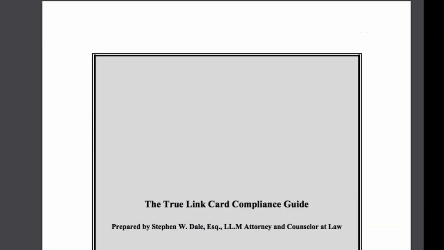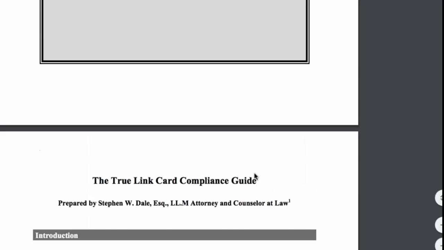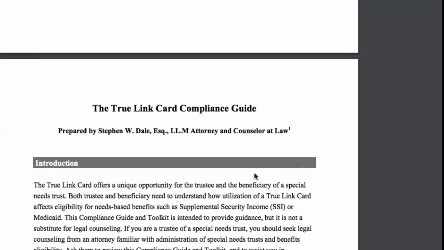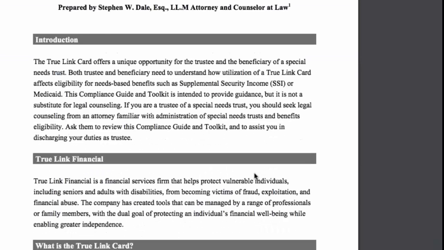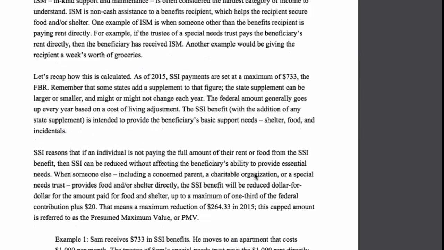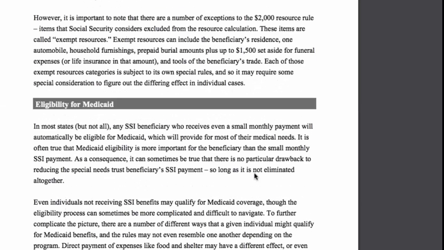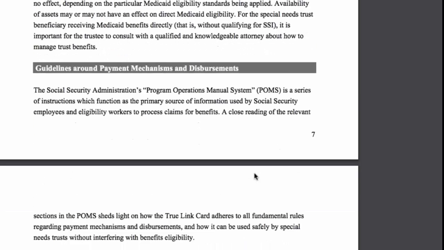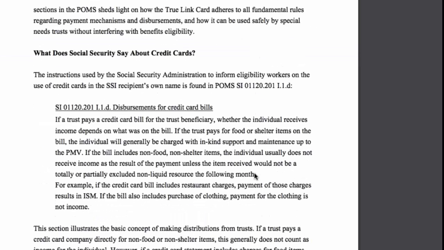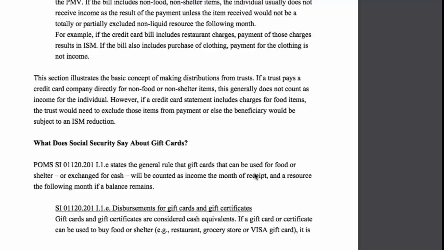So what you see here is the compliance guide. You can't really appreciate it much on a webinar because it's just lots of text, but it basically provides an analysis of everything you need to be considering as you're thinking about making and managing trust disbursements. It describes the considerations around benefits eligibility, the point of view of the POMS, and different options for disbursements. It's basically just a really helpful document.